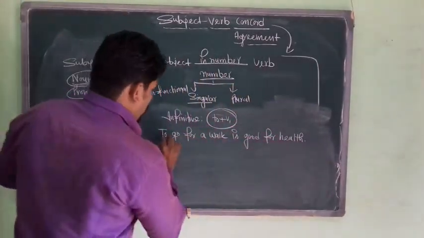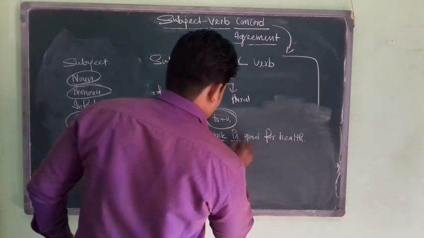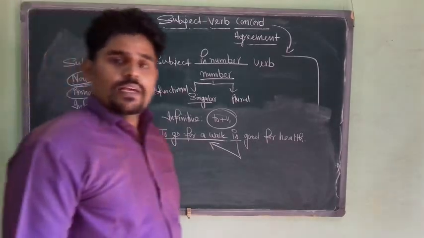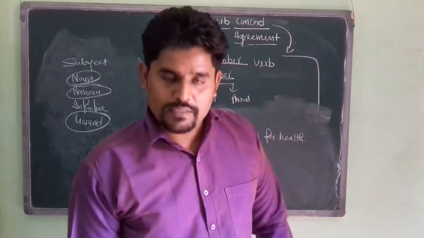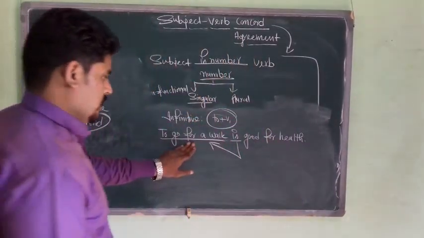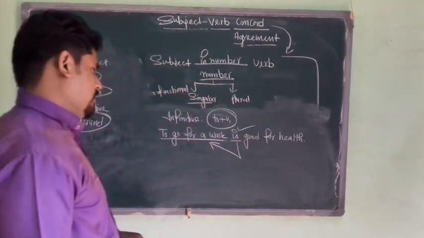Here, to go for a walk is the subject of this sentence. Is is the verb, this is the subject. And to go is the infinitive form of the verb, and it is doing the action of a subject. So when the infinitive form of a verb becomes the subject of a sentence, it always takes a singular verb.